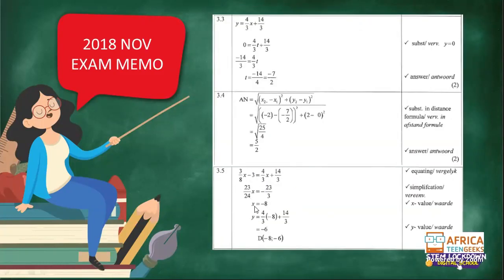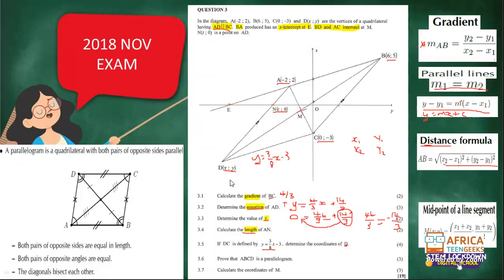So you see, they equated the lines. And then you find that. Okay. So that's how you would find the coordinates. So you just use the relationships of the equations that you have. Okay.